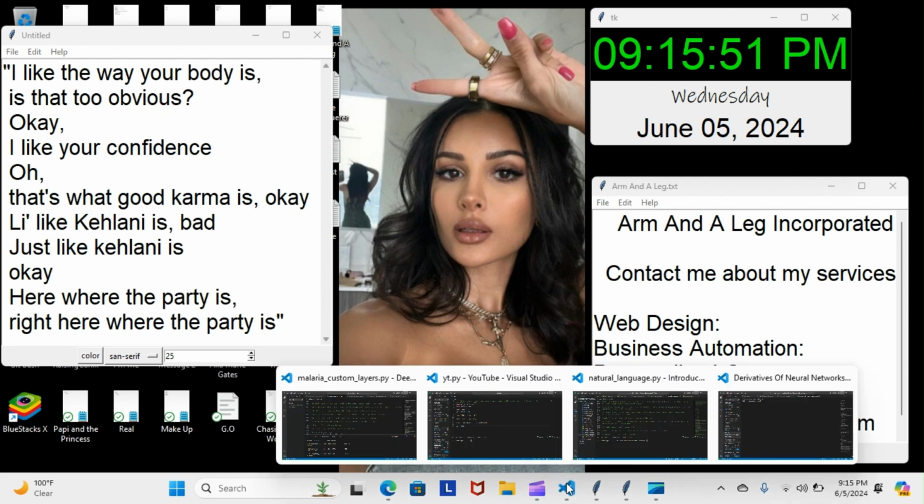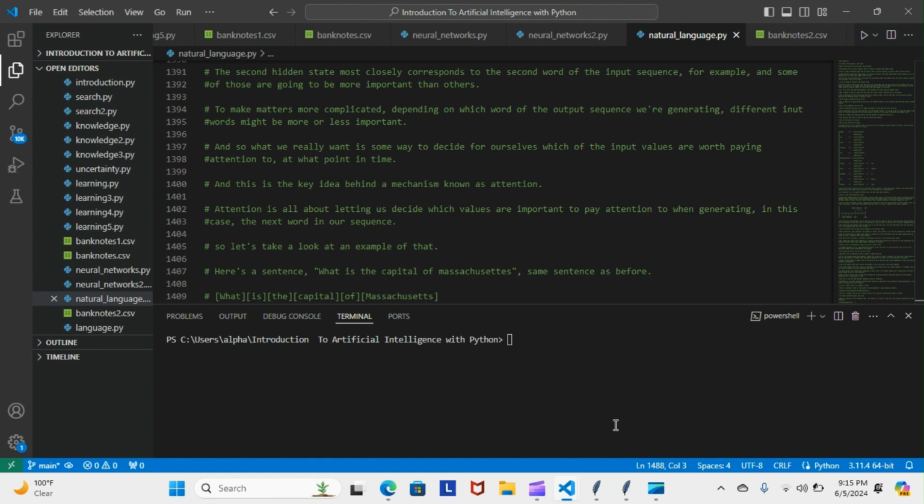Now, last night, if you recall, we went over different aspects of interpreting our encoder, our hidden states, and our decoder. And tonight, we're going to pick up where we left off. So, to make matters more complicated, depending on which word of the output sequence we're generating, different input words might be more or less important. And so, what we really want is some way to decide for ourselves which of the input values are worth paying attention to at what point in time.